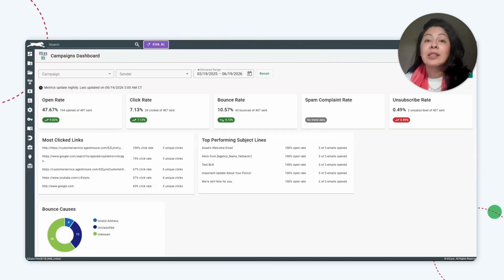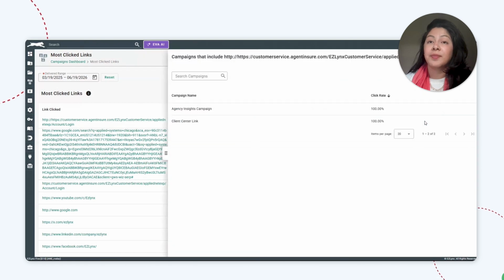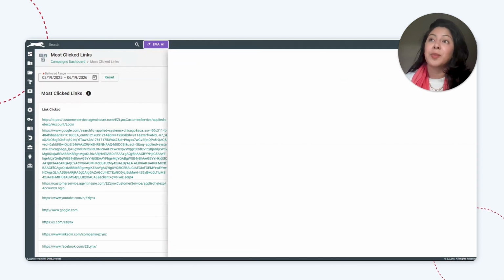The most clicked links insights card helps you understand what content resonates most with your audience. It shows which messages, topics, or actions your recipients care enough to click on. Use this to refine your future content and focus on what performs best.